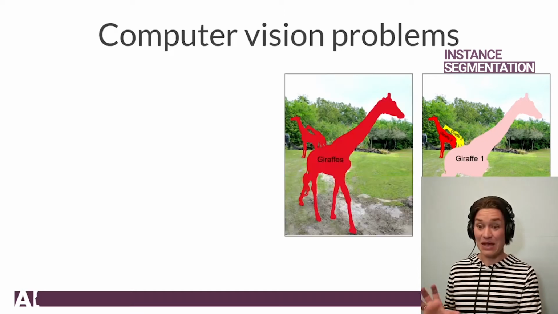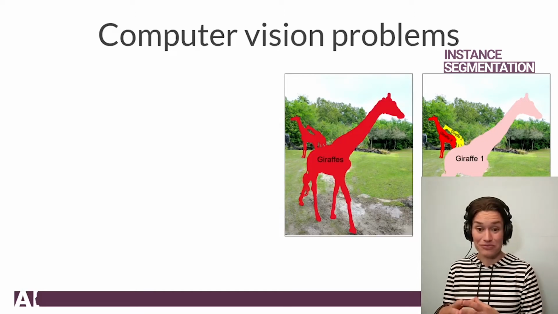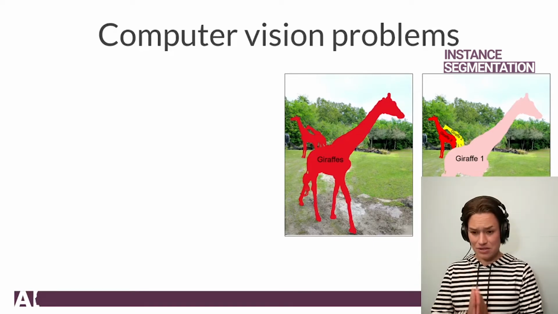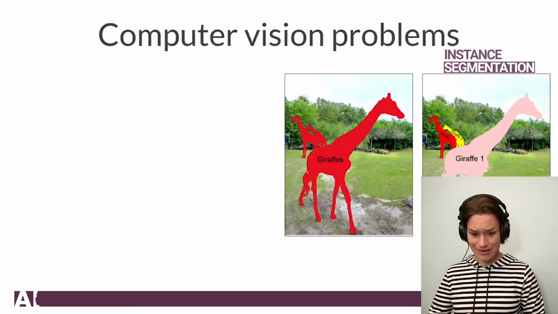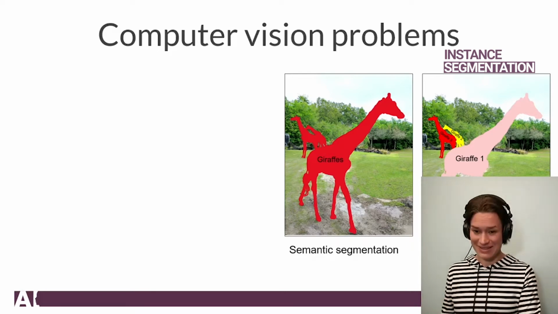And then in computer vision, there's also the option that you don't have to distinguish them from each other. You can just say, these are the giraffes, and here they are. Here are the borders of those giraffes as a group. And this is semantic segmentation.